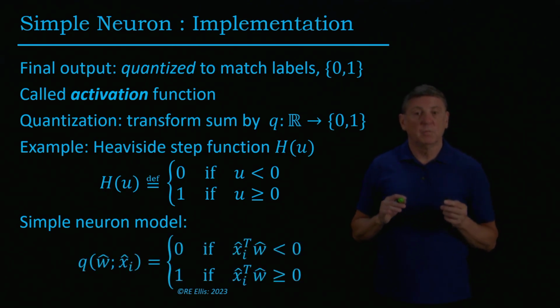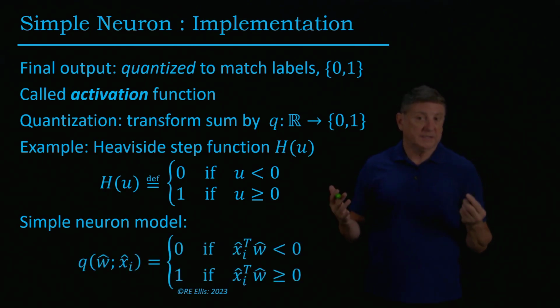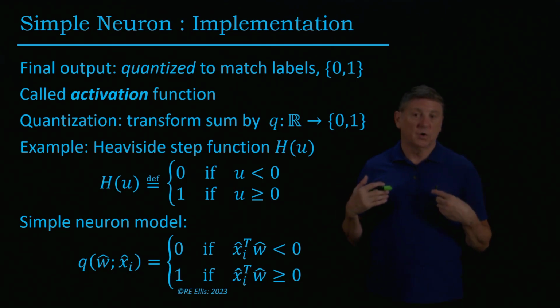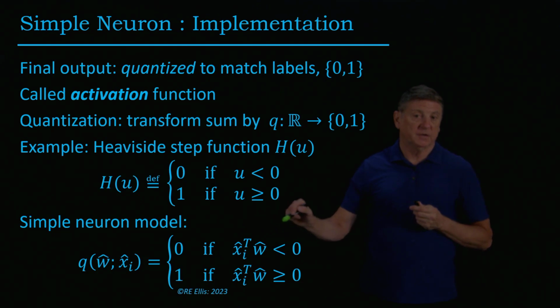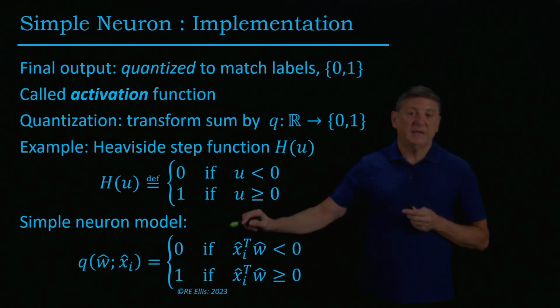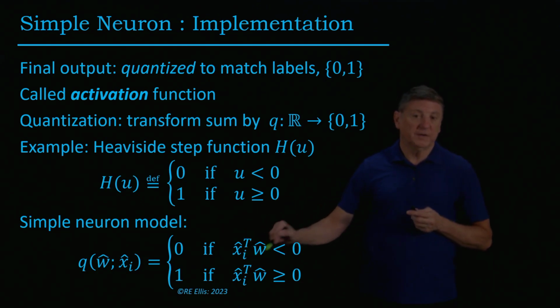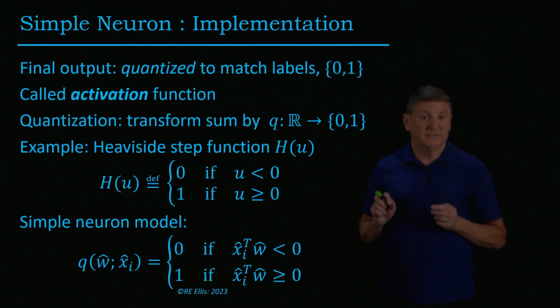So a simple neuron model can be this, is that the neuron will output a 0 if the pseudo distance of the data vector is negative, and it will return a 1 if the pseudo distance is non-negative.